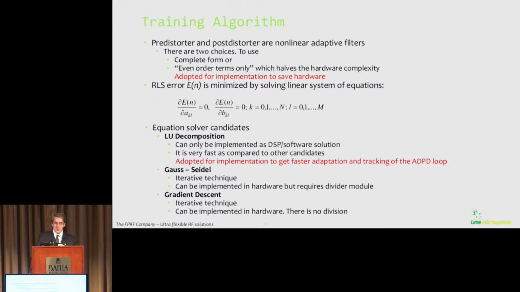Recursive least square error is minimized by solving a set of linear equations. There are many equation solver candidates, such as LU decomposition, Gauss-Seidel, gradient descent. The latter two are iterative techniques, but we chose LU decomposition because it's fast to implement. It's very fast compared to other techniques, and we get better tracking of the ADPD loop.